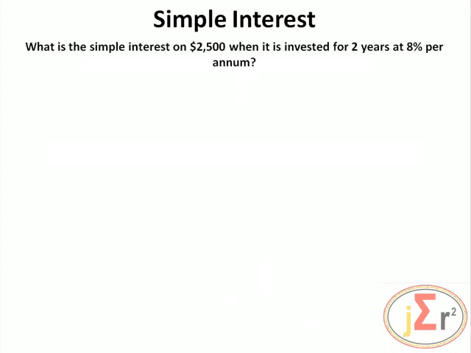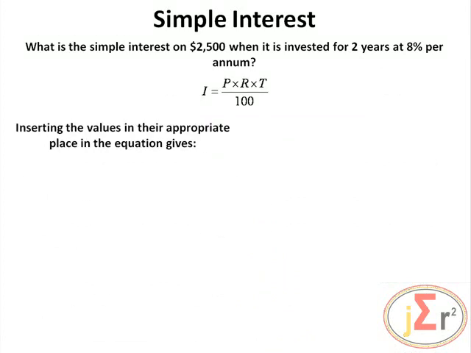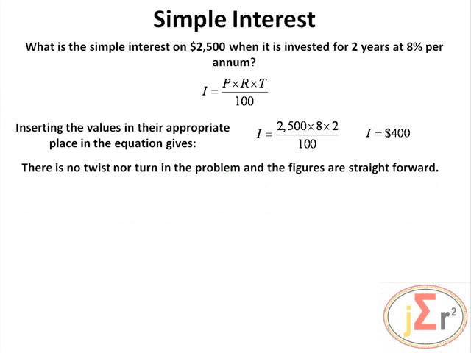What is the simple interest on $2,500 when it is invested for 2 years at 8% per annum? That is our formula. Insert the values in their appropriate place in the formula, and this is what we will get. So the principal goes right there. The rate is 8, and the time is this. Don't forget that the rate is given as a percentage. That is why we always have this denominator of 100. And when we work that out, we just get $400. There is no twist nor turn in the problem, and the figures are straightforward.